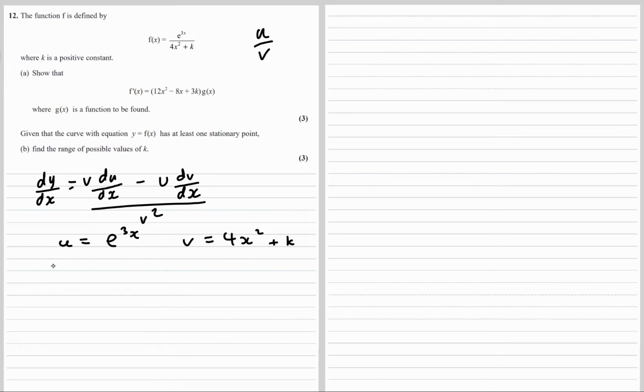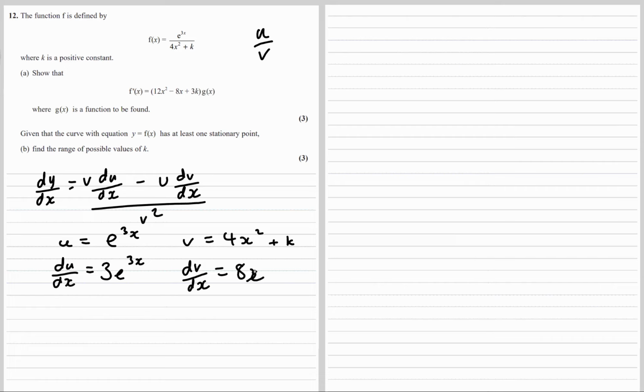So we're going to differentiate both of these. So du dx. When we differentiate e, it stays the same, but we times by the power differentiated. So it's going to be 3e^(3x). And 4x squared plus k differentiated: times by the power, take one off the power, and k is a positive constant, so that will disappear.